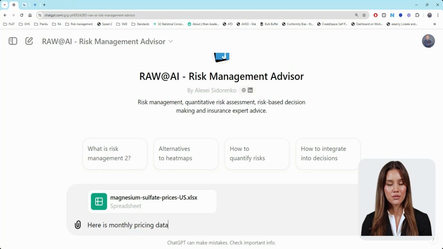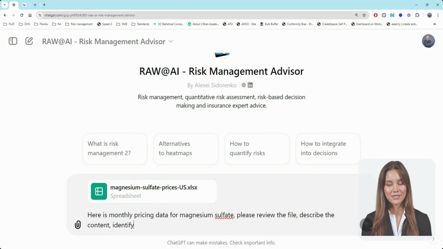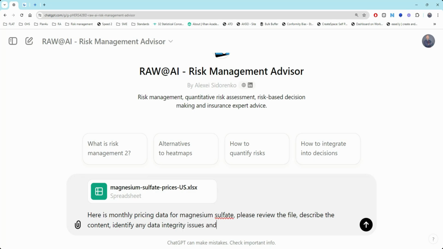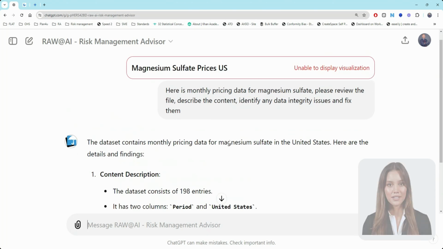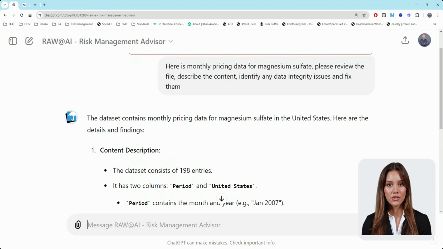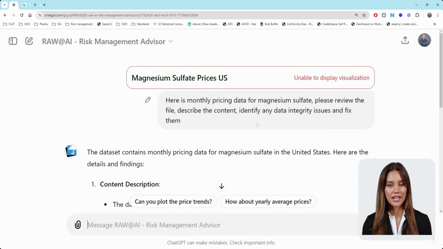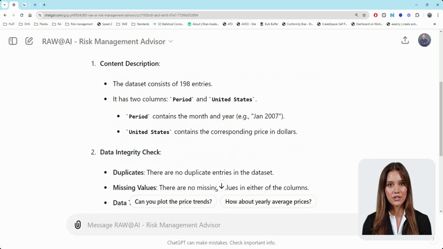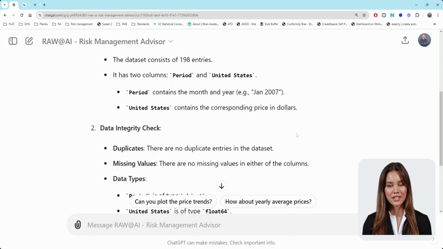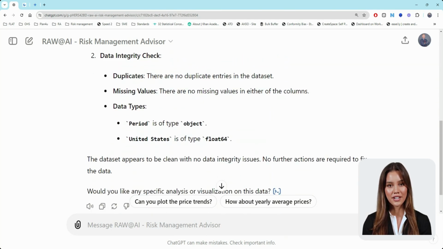So I'm saying, here is monthly pricing data for magnesium sulfate. Please review the file, describe the content, identify any data integrity issues, and fix them. The first step is to always check that AI was able to load the data into it. Usually, there's a nice picture here, and I don't know why it doesn't show it at the moment. Just check that the data is starting from January 2007, which is consistent. The price is in US dollars, there are no duplicates, no missing values, and it's ready for us to analyze.